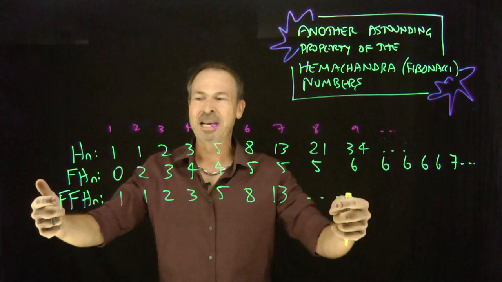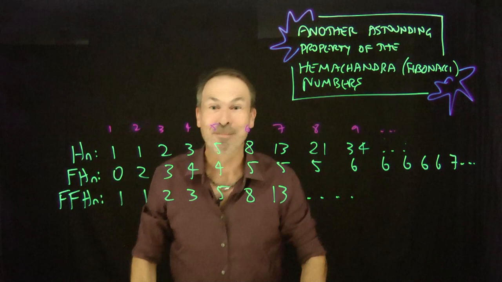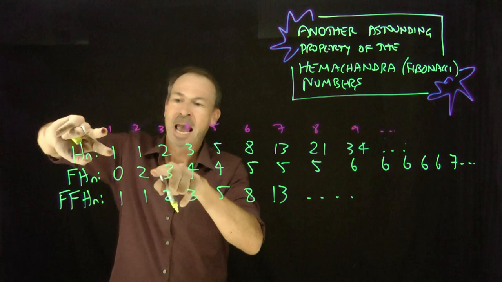The frequency of the frequency of the Hemachandra numbers gets you back to the Hemachandra numbers. Whoa, that's mind-blowing. But wait, there's more. Let's do something even more crazy. Let's go back to the Hemachandra numbers and let's add the position numbers to each number in the sequence.